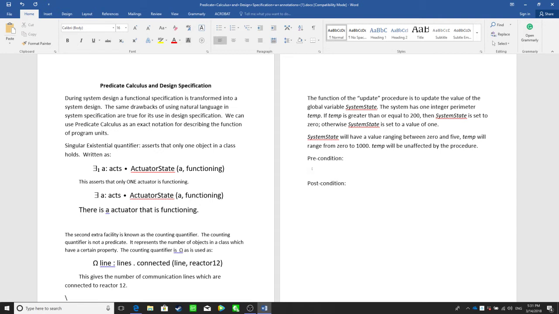But here it's an update function regarding the system state and temperature. So it's going to be something related to system state. Maybe system state blah blah blah should be blah blah blah, and temp should be blah blah blah. But what are all those things I omitted here? Before the execution.